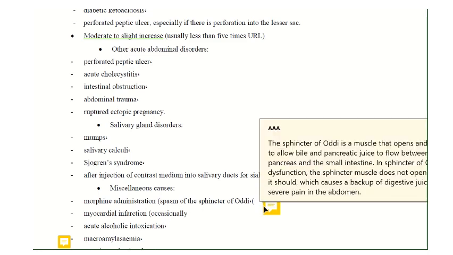هاي sphincter of Oddi هي عضلة that opens and closes to allow bile and pancreatic juice to flow between the pancreas and the small intestine. إذا هي عضلة تفتح وتسد حتى تسمح للباي والبنكرياتيك جوس أنه تعبر ما بين البنكرياس والسمول انتستين. فإذا هذه السفنكتر of Oddi dysfunction صارت فيها اعتلال في وظيفتها، فالسفنكتر muscle does not open، ما راح تنفتح هذه العضلة sphincter muscle does not open when it should، which causes a backup of digestive juices and severe pain in the abdomen.